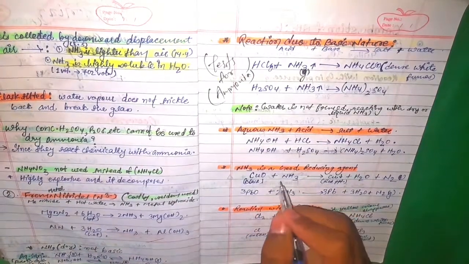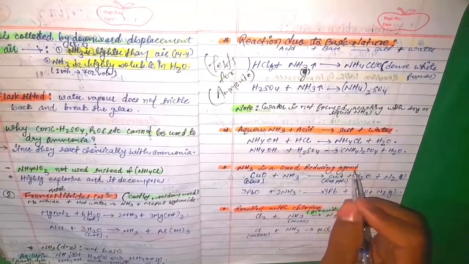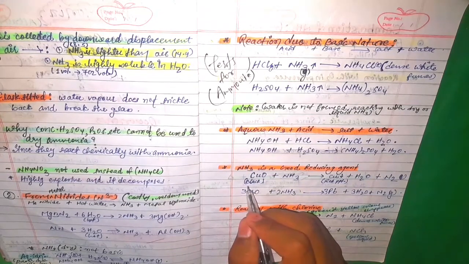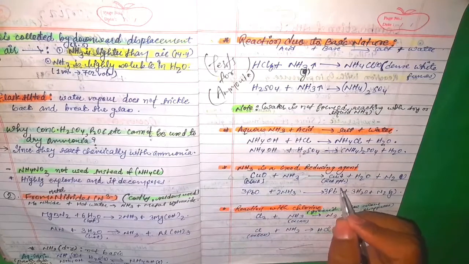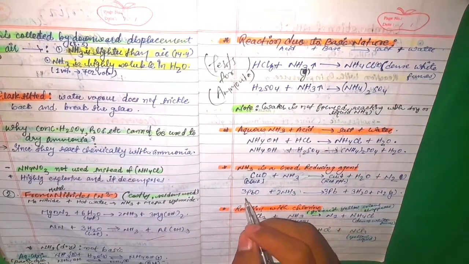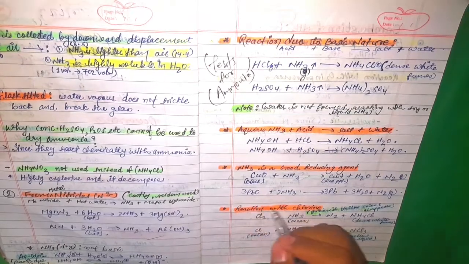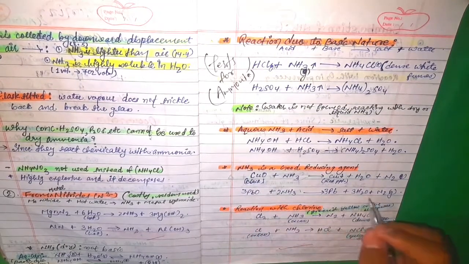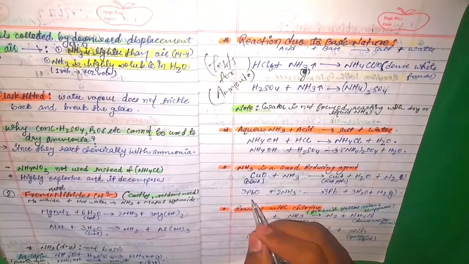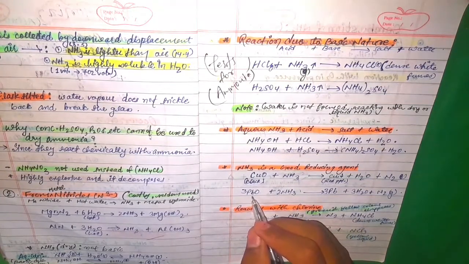Ammonia is acting as the reducing agent here, and copper oxide is black in color, and the copper precipitate is red. Now the next reaction is PbO, lead oxide, plus ammonia will give lead plus water plus nitrogen. Here also it is the same, oxygen is being removed from the lead oxide.